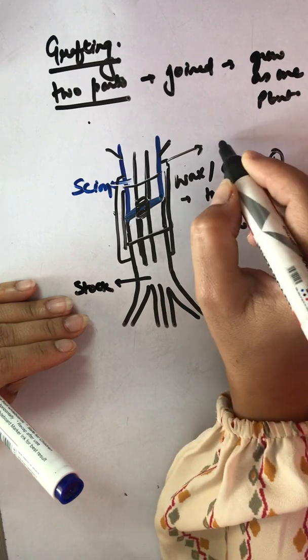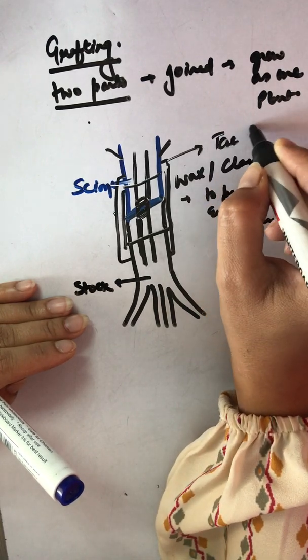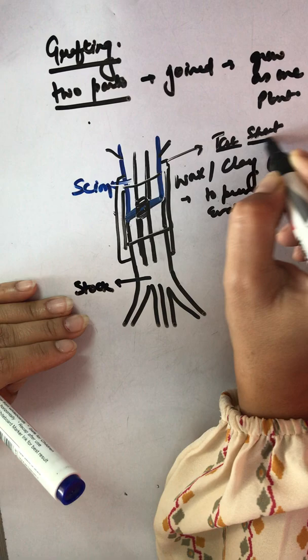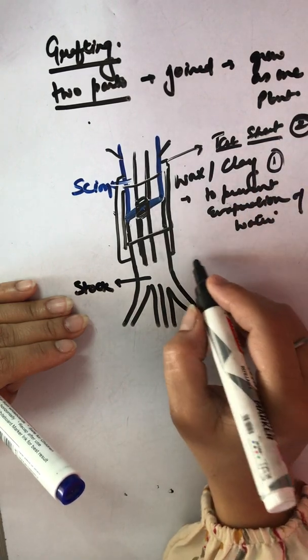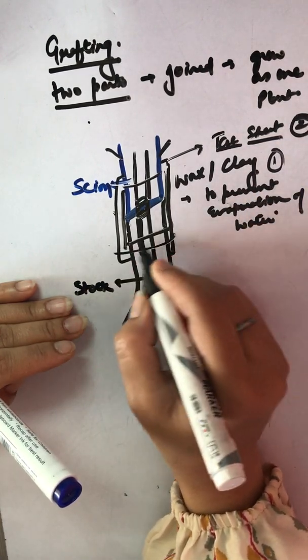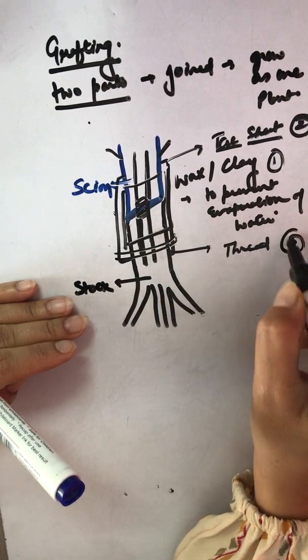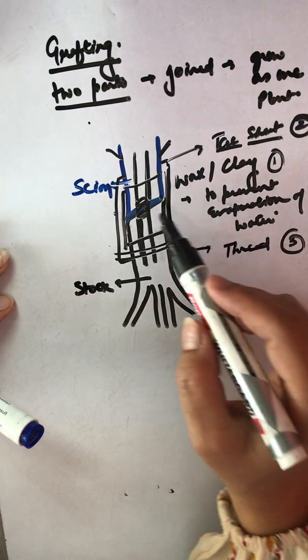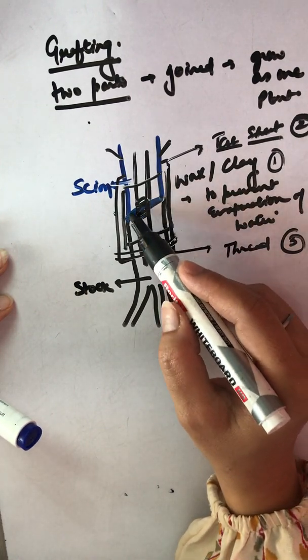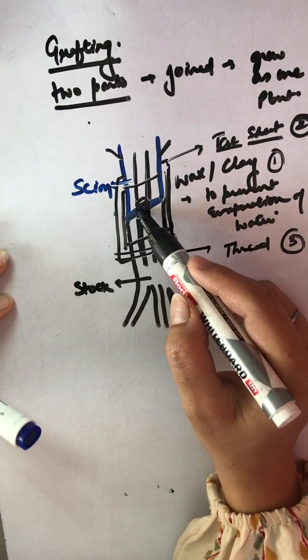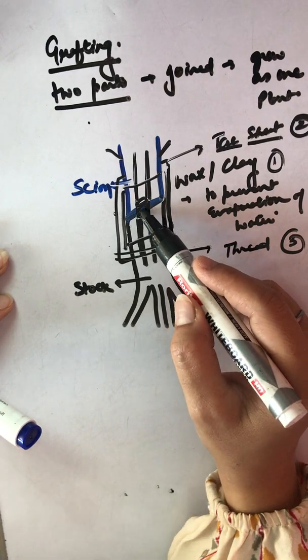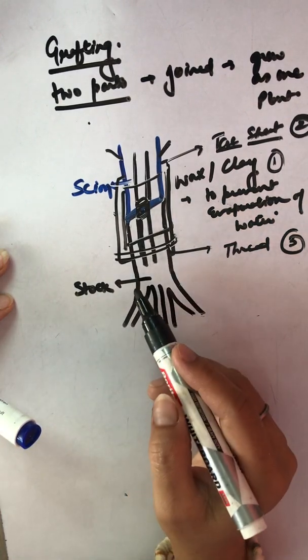Number 1, wax or clay. Number 2, talc sheet or any sheet. And number 3, we have to tie it with a thread, so as to fix it completely, so that no material from this cambium region should ooze out through this cut. Clear?